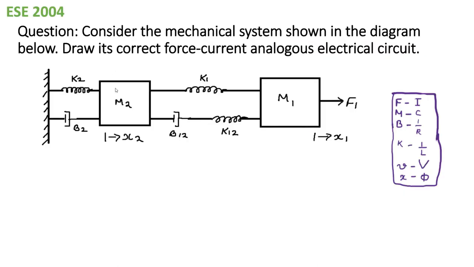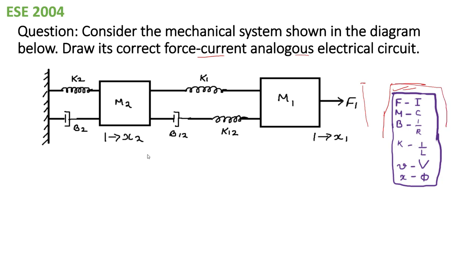So you have this question from ESE 2004. I have modified it a little bit to get a better idea of this question. So consider the mechanical system shown in the diagram below. This is a mechanical system, and you have to draw its force current analogous electrical circuit. Okay, so this part was not in the question. I have drawn this to make things easier.